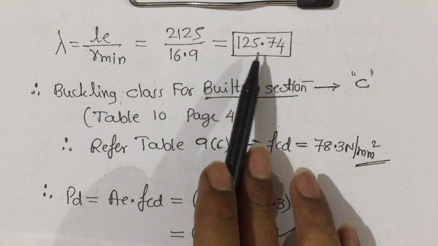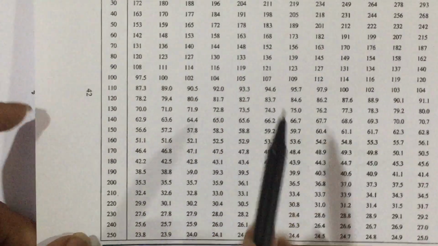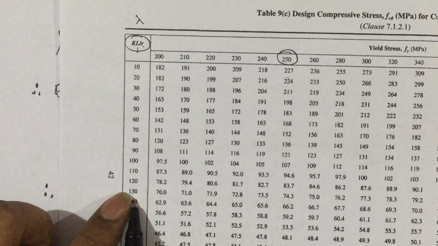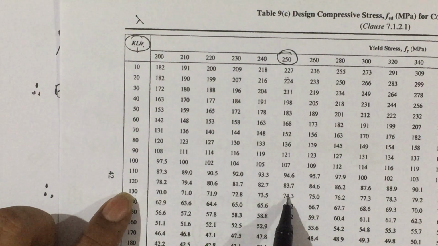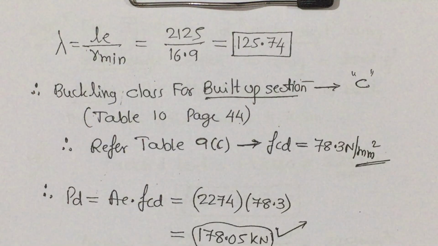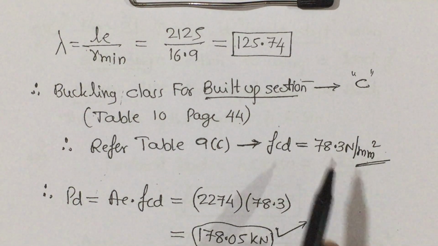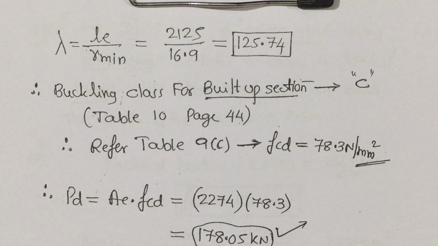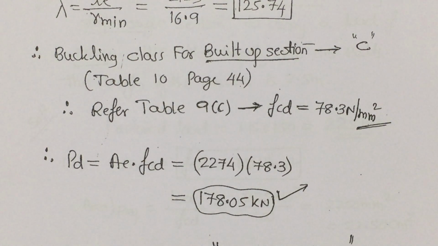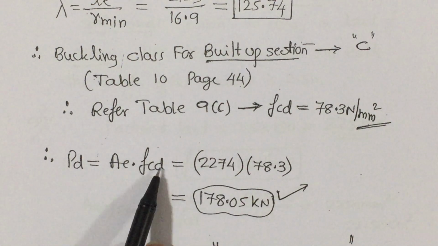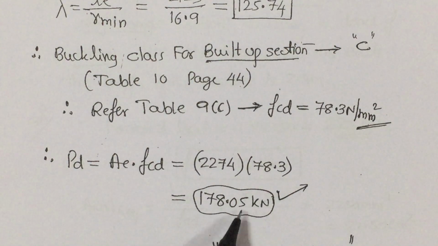The lambda value we got is 125.74. Here 125.74 is not available, 120 and 130 we are going to get the respective values. So do the interpolation, you are going to get FCD. FCD you are going to get as 78.3 Newton per millimeter square. Therefore, PD is equal to AE into FCD. We got the area from the steel table, FCD we calculated. So you are going to get PD as 178.05 kilonewton, regular procedure.